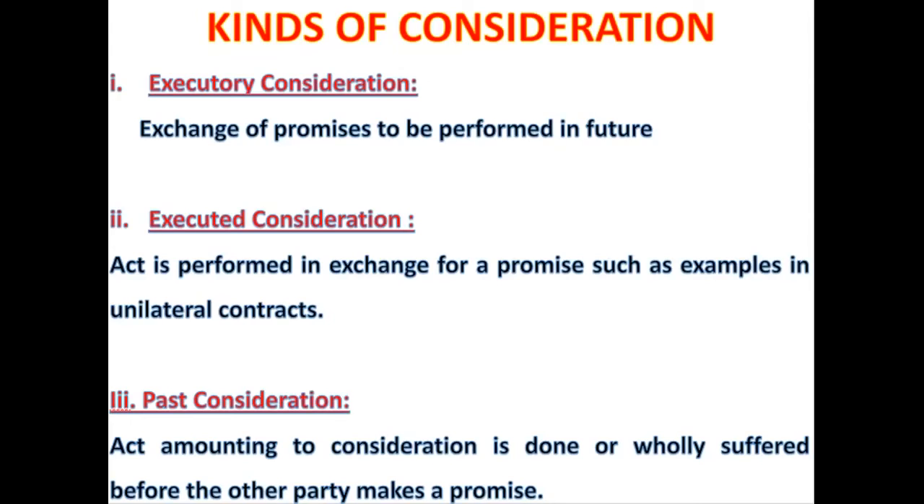Therefore, as at 1st December, we have a valid contract. Nobody has performed any responsibility or obligation yet, but we have exchanged promises. And since we have exchanged promises, that will amount to a valid consideration. The exchange of promises to be performed in the future are what will amount to the valid consideration. So past consideration is when the act amounted to the consideration has wholly been done or suffered before the promise is made. And executory is when we are exchanging promises to be performed in the future.